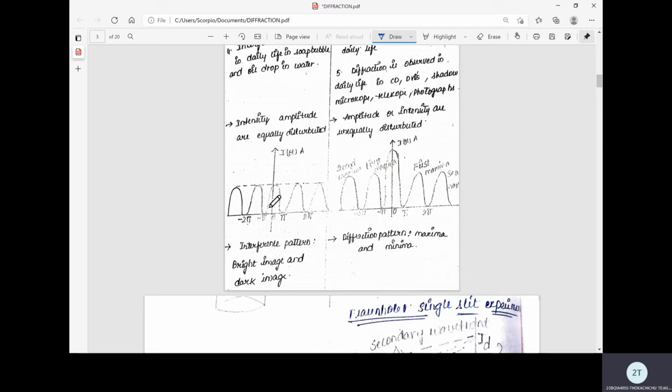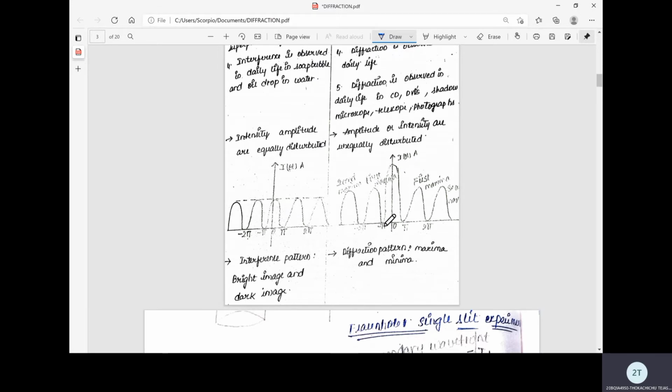For interference, the representation of these waves is clearly equal, that is with equal amplitude. Either for amplitude or intensity, these are equal. But in the case of diffraction, we can clearly see that there is an irregularity in the amplitudes or intensities according to the graph for their magnitudes.